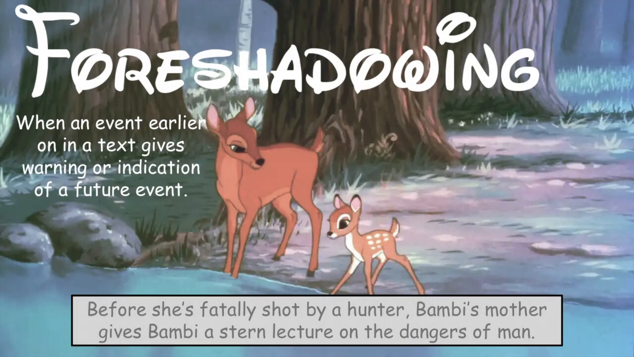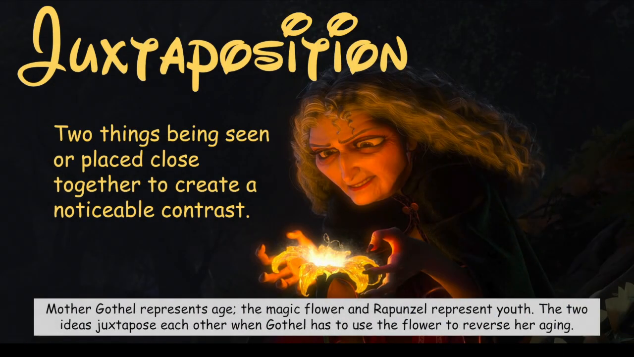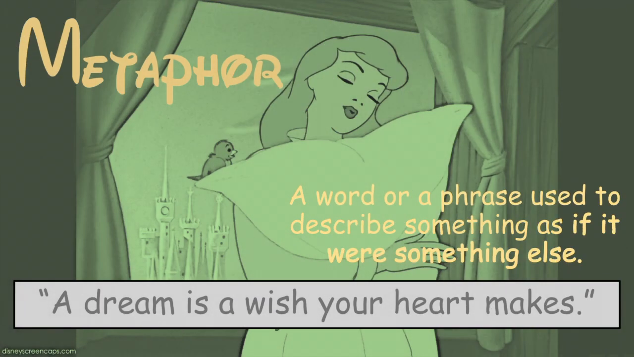Foreshadowing is when an event earlier on in the text gives a warning or an indication of a future event that might happen. Juxtaposition or contrast, two things being seen or placed close together to create a more noticeable contrast, light and dark, old and young. A metaphor, a word or phrase used to describe something as if it were something else.